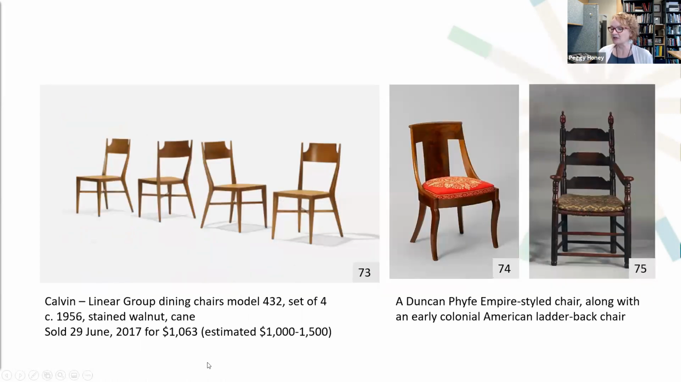This is from his linear group. And when these four chairs were originally sold, they sold for $200. And they were auctioned for four times that amount. But I think you can see some precedent here.